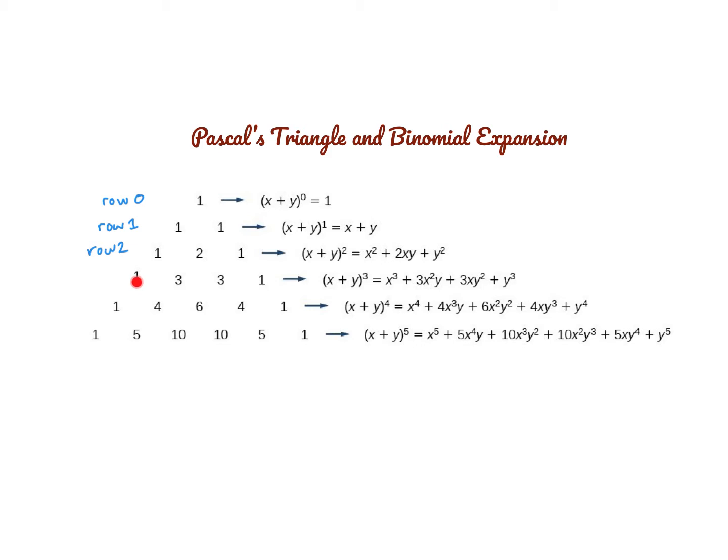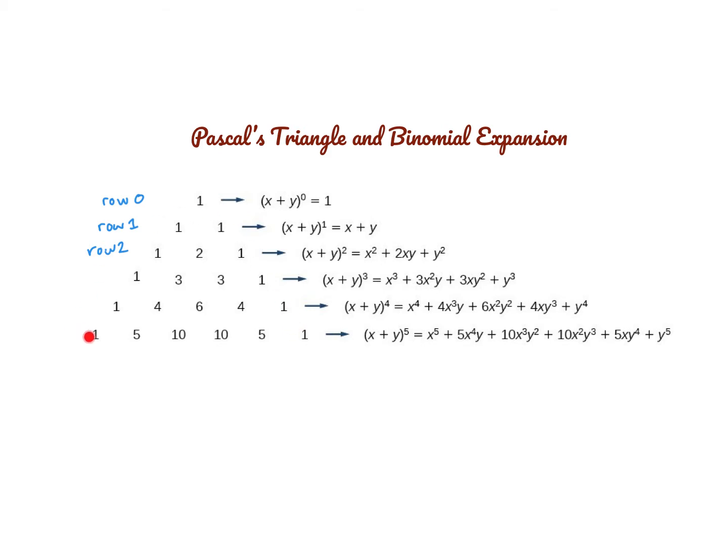And so on and so forth. All the outer terms are always going to be 1. But if you look at this term, 3 comes from 1 plus 2. Same for this number, the 2 plus 1. For these terms, 3 plus 1, 3 plus 3, 3 plus 1. And you can continue as many rows of Pascal's triangle as you want.